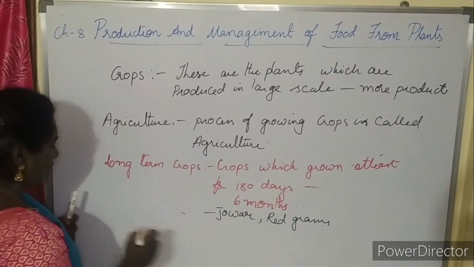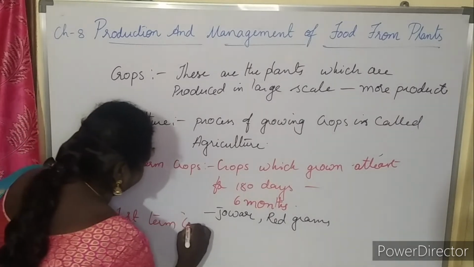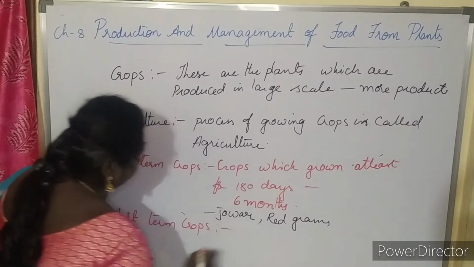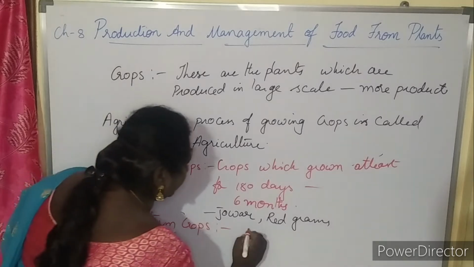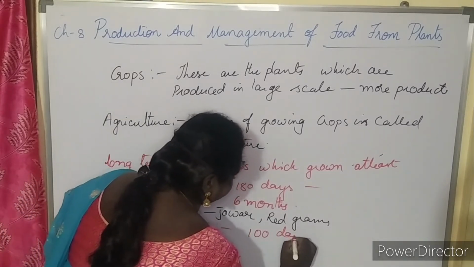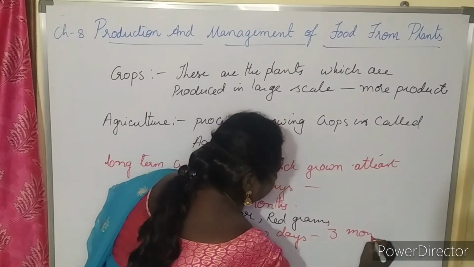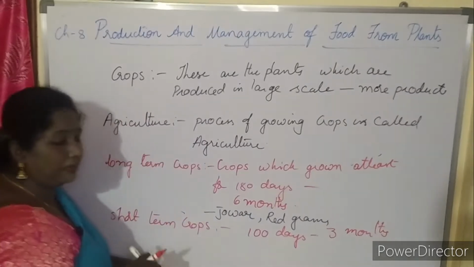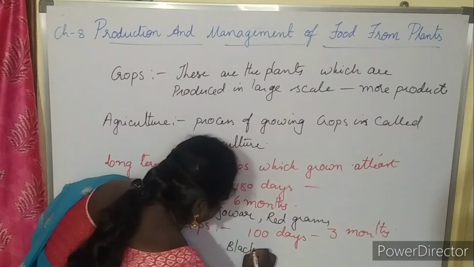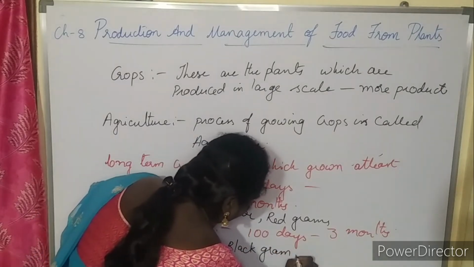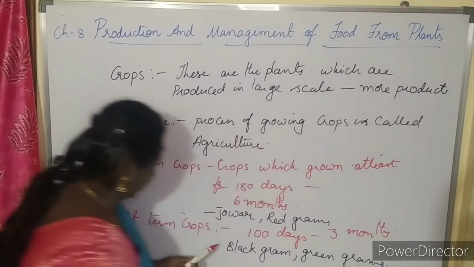Coming to the next, short term crops. Here the time duration taken is less when compared to long term crops. Long term takes 180 days, 6 months. Here the crops are grown for 100 days, which is nearly 3 months. It is a 3 month crop. The examples here are black gram and green gram.